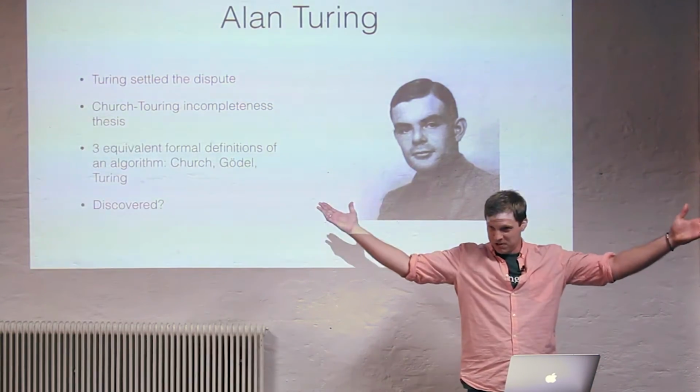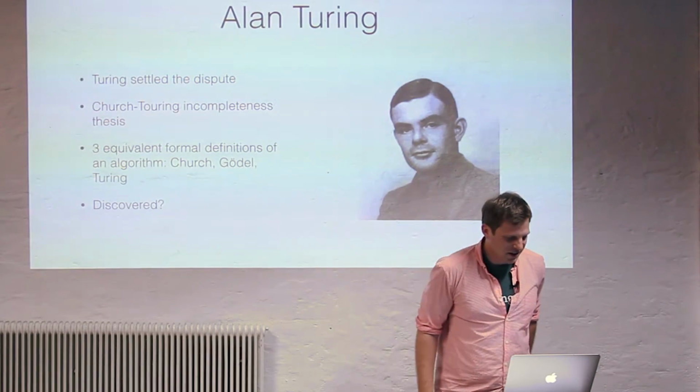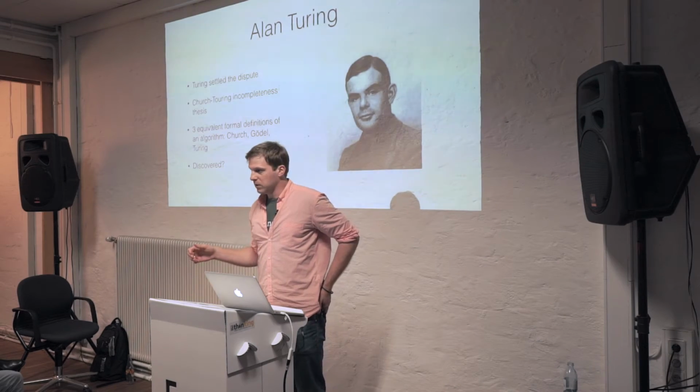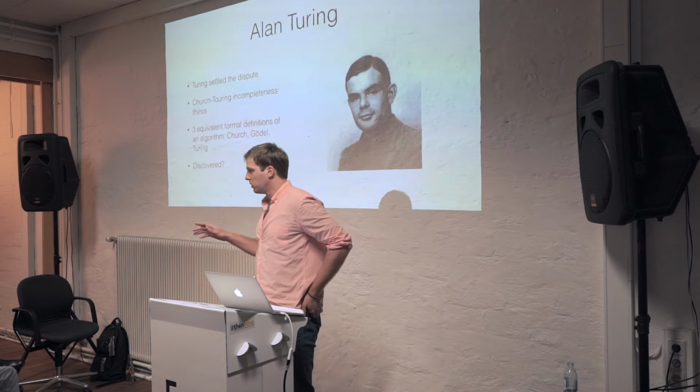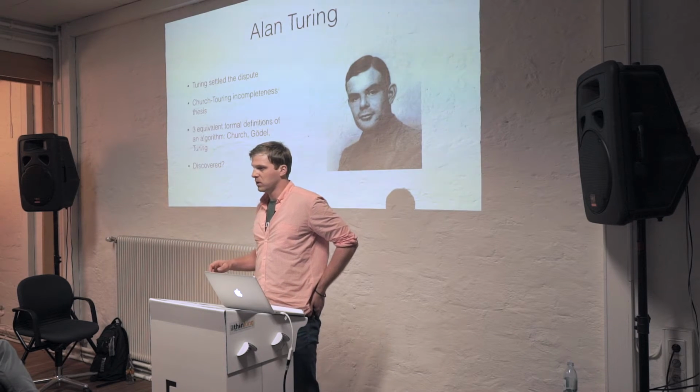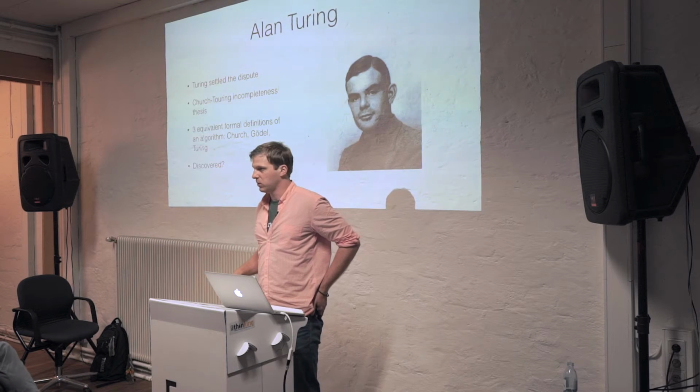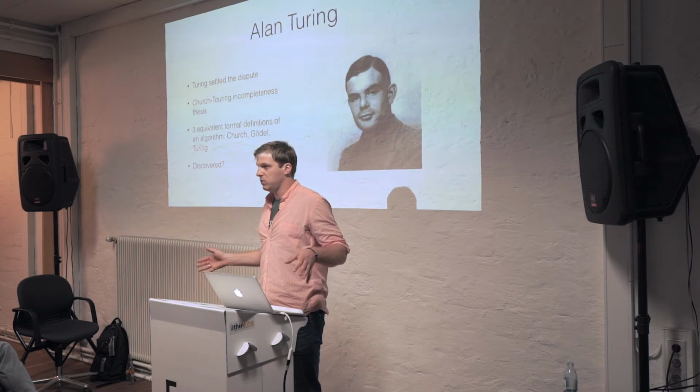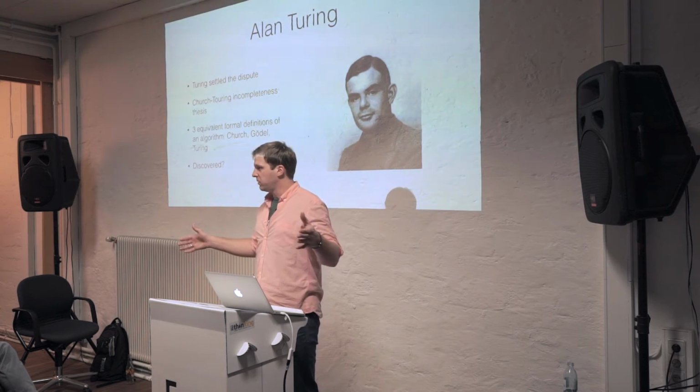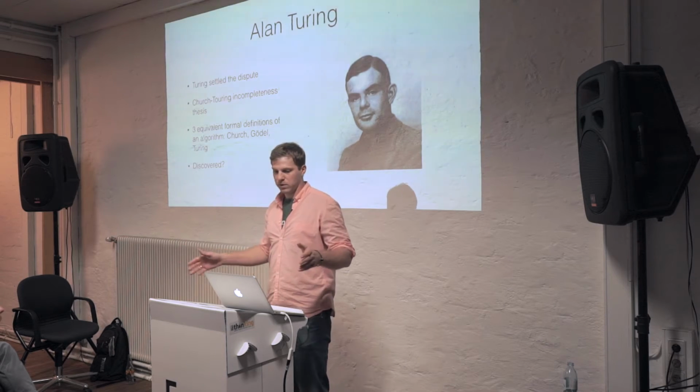And along came Alan Turing, which hopefully everybody knows. Alan Turing came up, of course, with the Turing machine, which he could prove is equal to the lambda calculus, and therefore also equal to Gödel's recursive functions. So all of a sudden, after 3,000 years, we had 3 independent proofs of a formal algorithm.